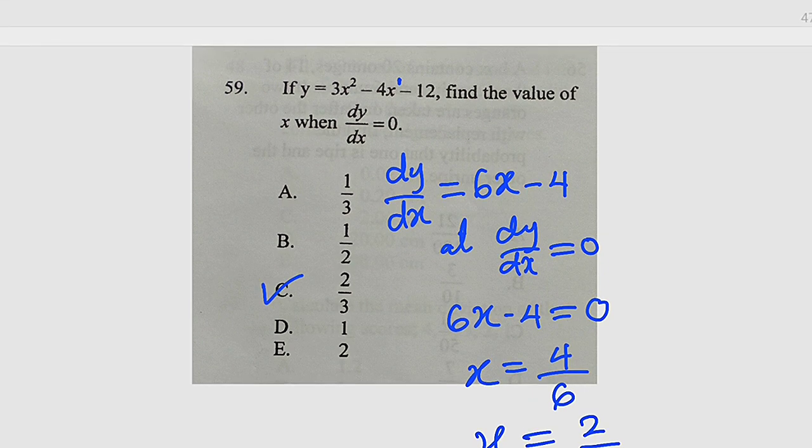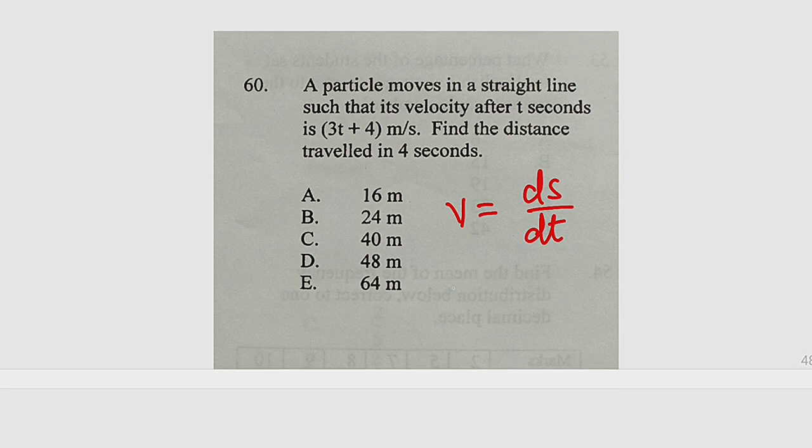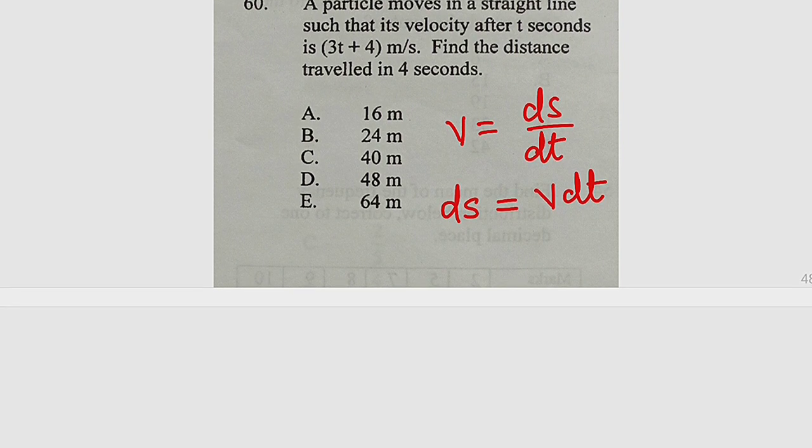Now let us move on to question number 60. Question number 60, a particle moves in a straight line such that its velocity after t seconds is 3t plus 4 meter per second. We're asked to find the distance traveled in 4 seconds. Remember that velocity is the rate of change of the distance over some time, right? Therefore, the rate of change of the distance is equal to the velocity times dt, right? And if you integrate both sides, you can see the distance will be what? The integral of v dt.